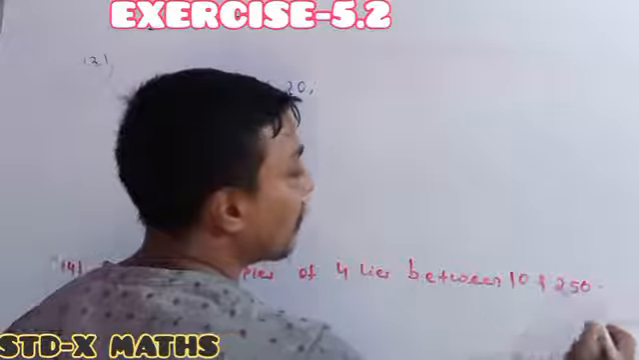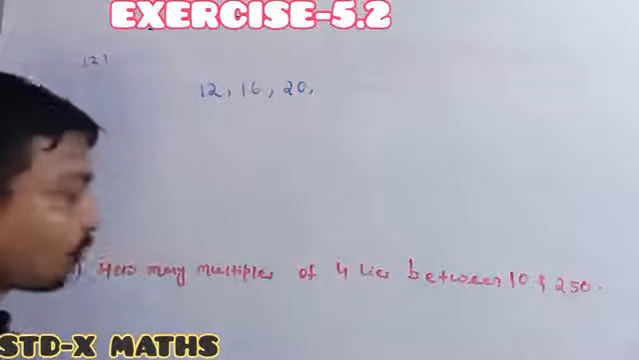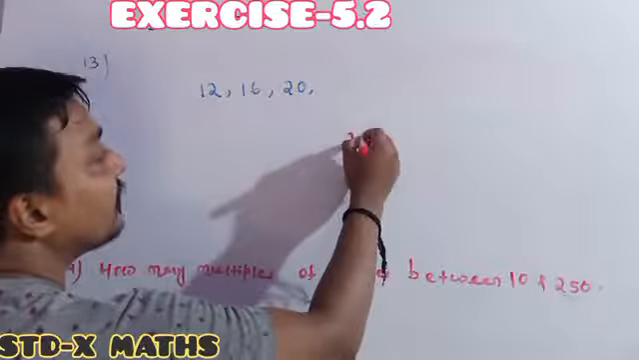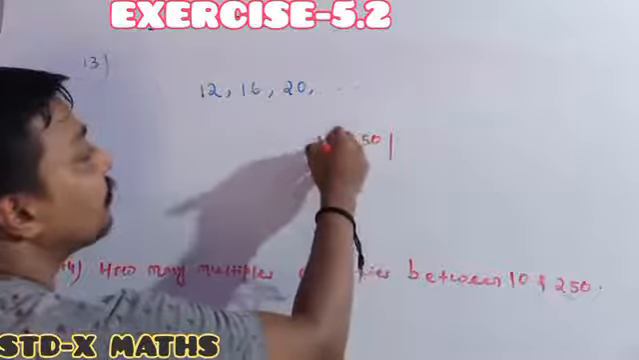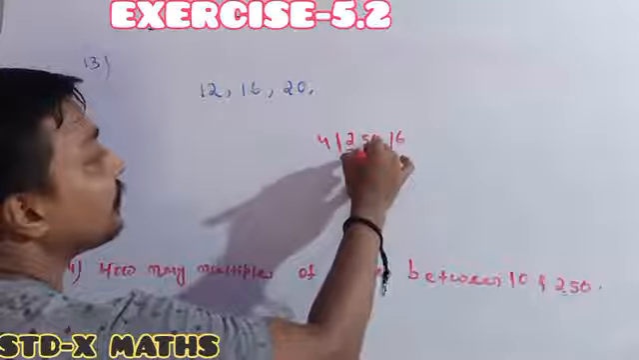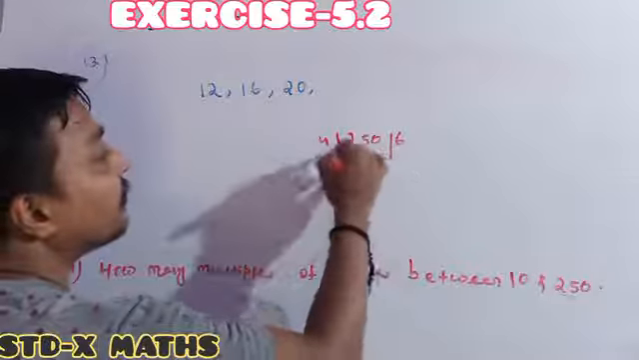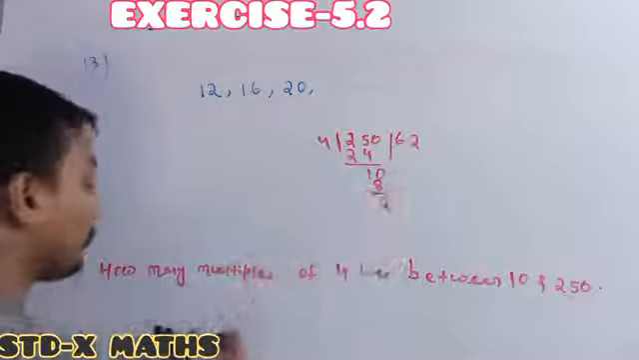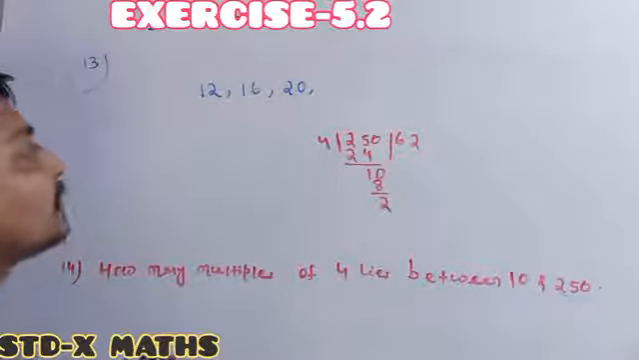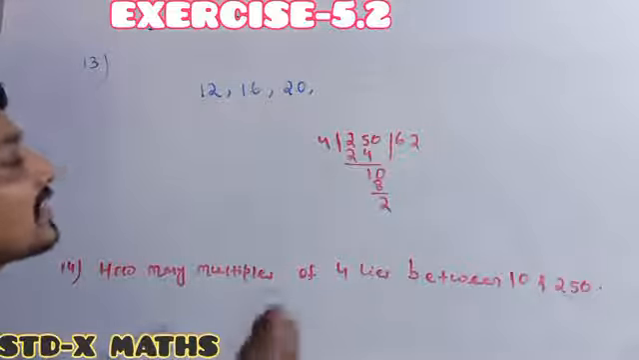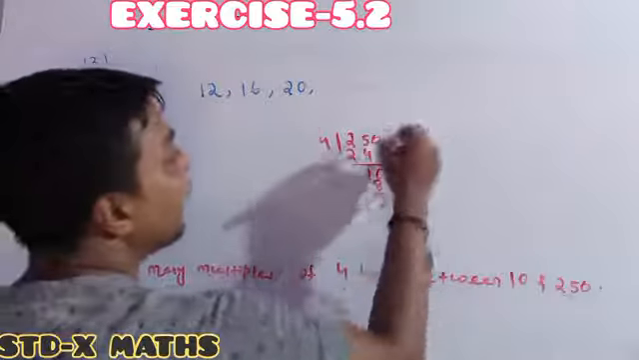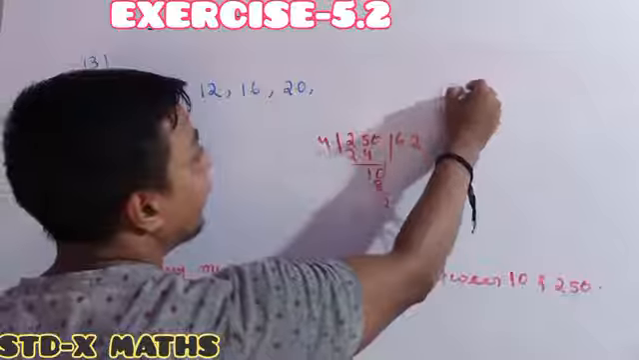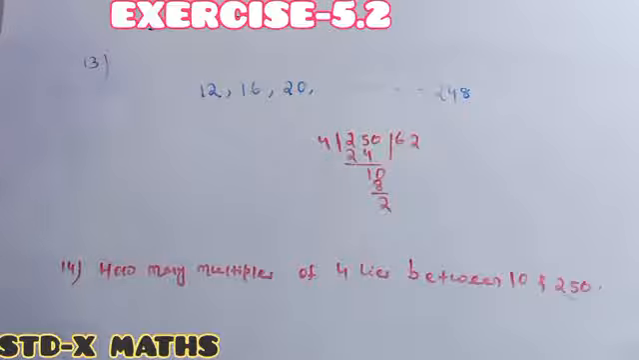250 means which number will be divisible? Is 250 divisible by 4 or not? See how to check. 4 sixes are 24. Here it is 10. 4 twos are 8. Here 2 is left. As 2 is left, the last number which will be divisible by 4 will be 250 minus 2, which is 248.